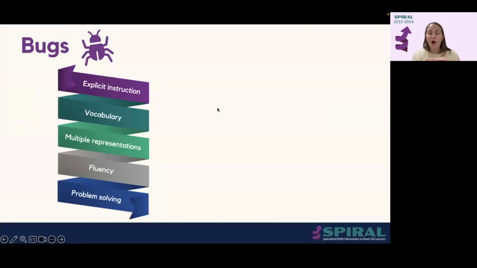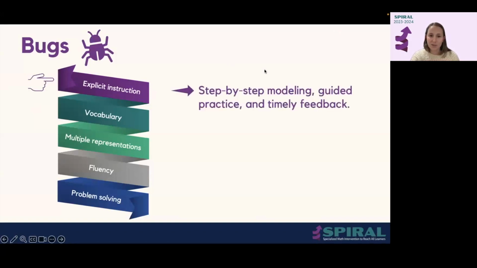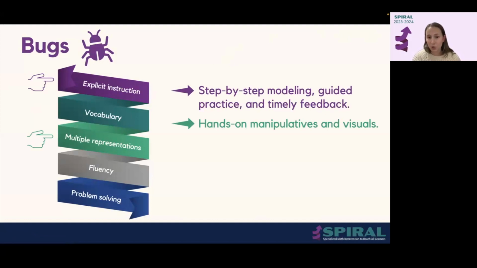Now, bugs are trickier. Bugs we want to put a lot more thought and planning into. So, when we notice that a student has a bug or a misconception, we want to make sure to then provide step by step modeling, guided practice, as well as timely feedback. So, this ties back to our explicit instruction component of our Spiral instructional platform. We also want to make sure to provide students with opportunities to use hands on manipulatives and visuals because often misconceptions can be remedied through multiple representations.